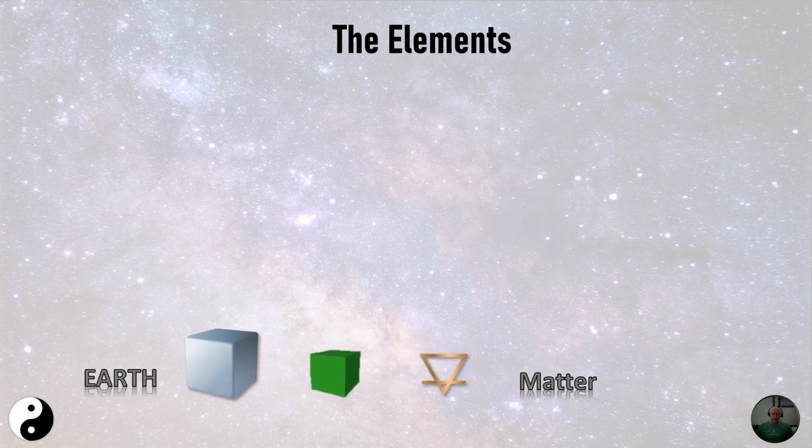So what are these elements? Well, if we look at them here, they relate to matter. Now, these are just different representations of the same thing. So you've got the Platonic solids, you've got the Goronto we looked at before, and you've got the alchemic symbols.